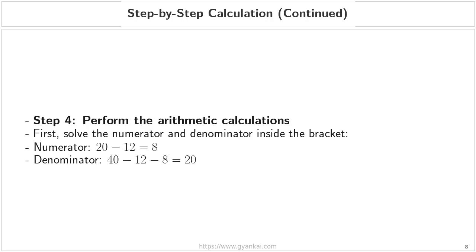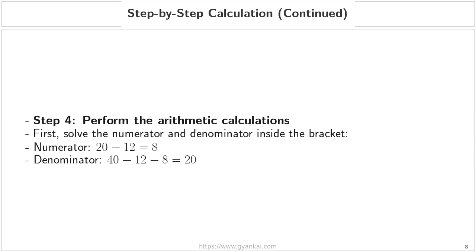Step-by-step calculation continued. Now that we have successfully substituted all our identified values into the formula in the previous step, we move on to step 4, which is performing the actual arithmetic calculations. Let's take this one piece at a time. First, we need to focus on the operations inside the parentheses, specifically solving the numerator and the denominator.